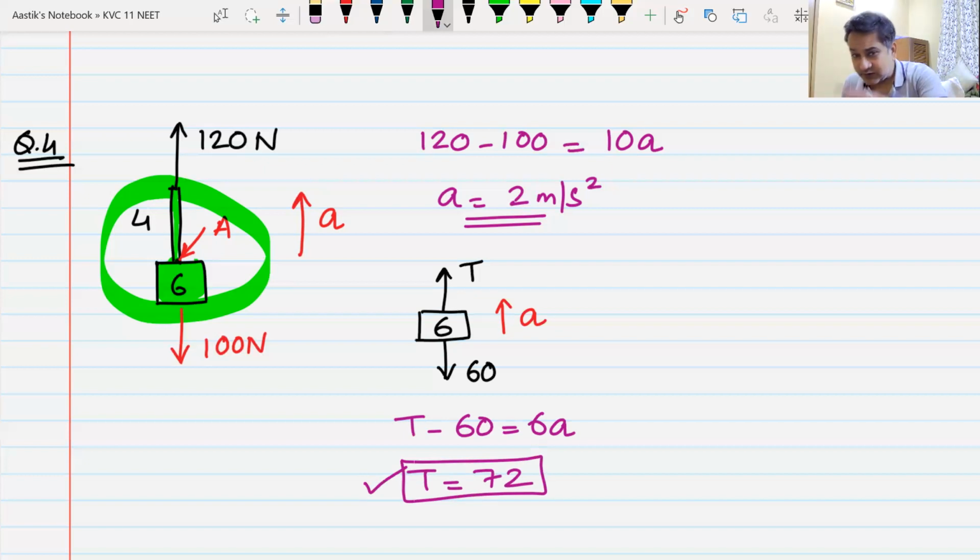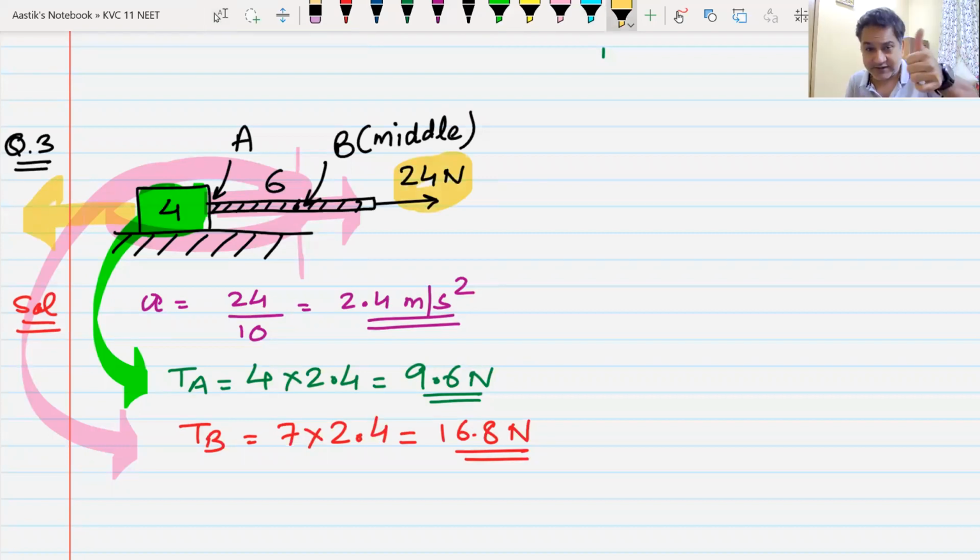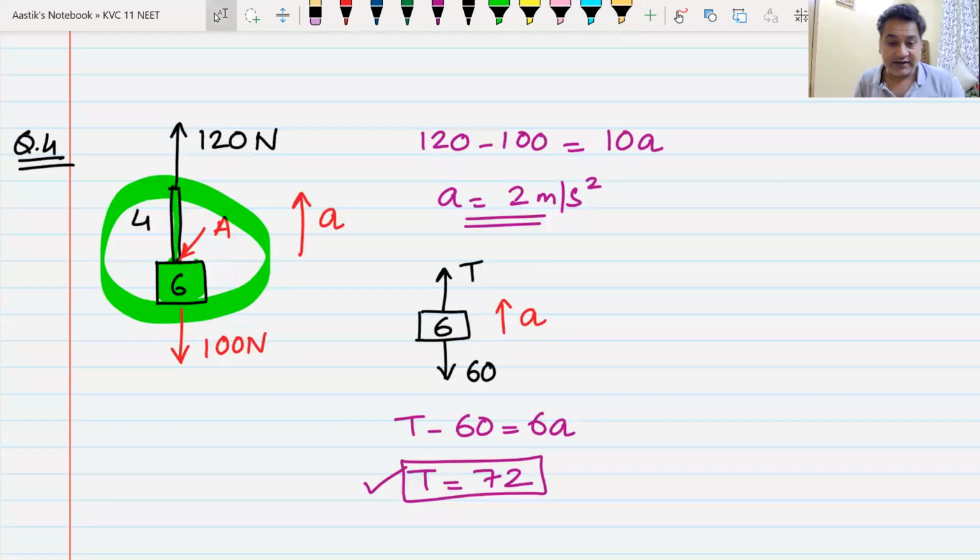The difference between this question and the previous question: in the previous question, there was nothing on the reverse side. Tension was the only force. There was no force on this reverse side. That is why we use only this. But as soon as the blocks are hanging, the weight will come in the reverse direction, downward direction. Do we understand this?